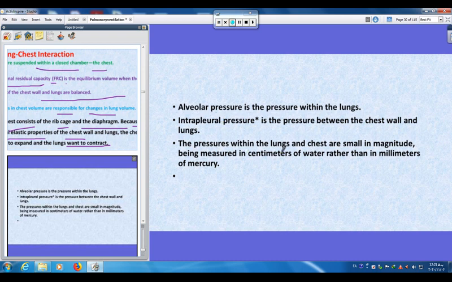The pressures within the lungs and chest are small in magnitude, being measured in centimeters of water rather than in millimeters of mercury. It's not different, but centimeters of water is better than millimeters of mercury.